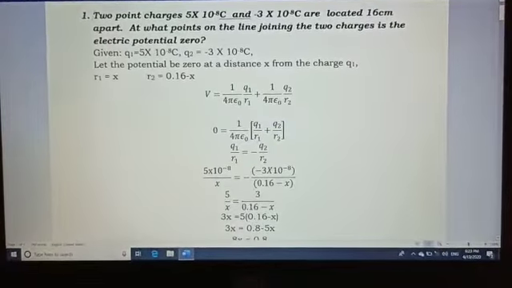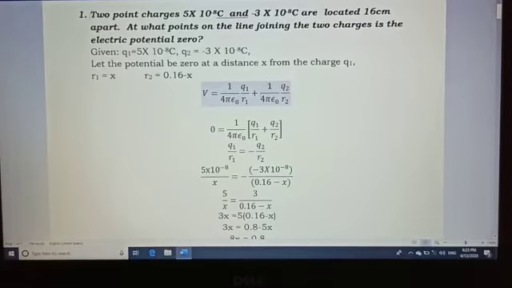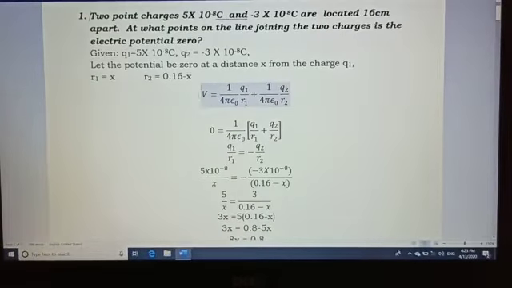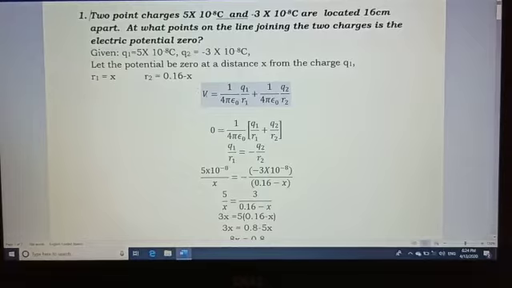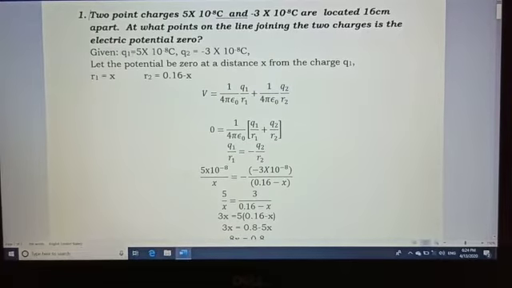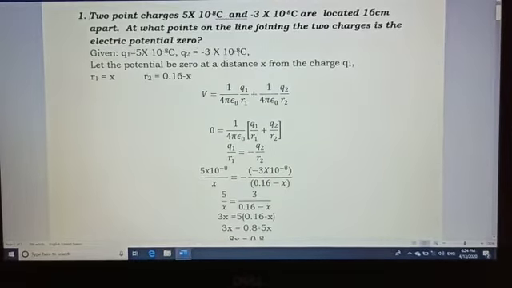V is equal to V1 plus V2, and this entire thing becomes 0 here. Now what is given? Given are Q1 and also Q2. Let the potential be 0 at a distance x. We will consider that particular distance. We require to find out that x from the charge Q1.